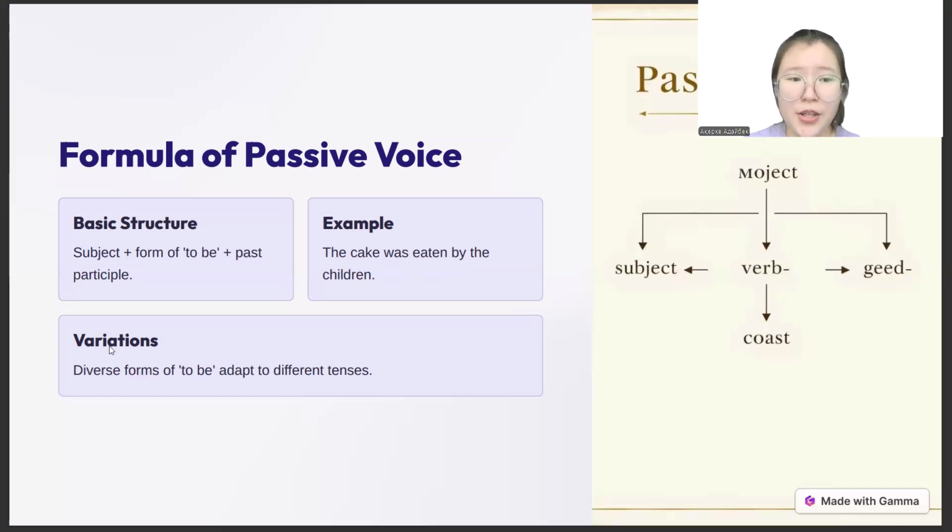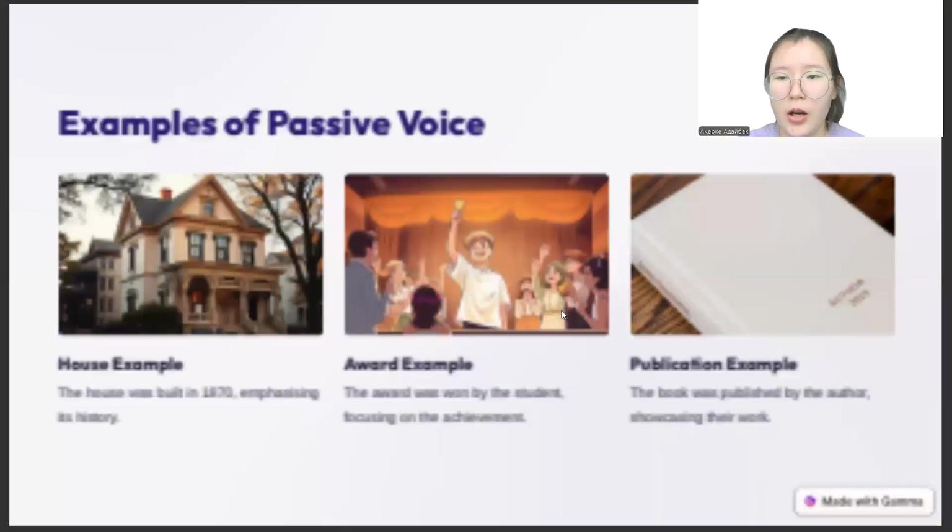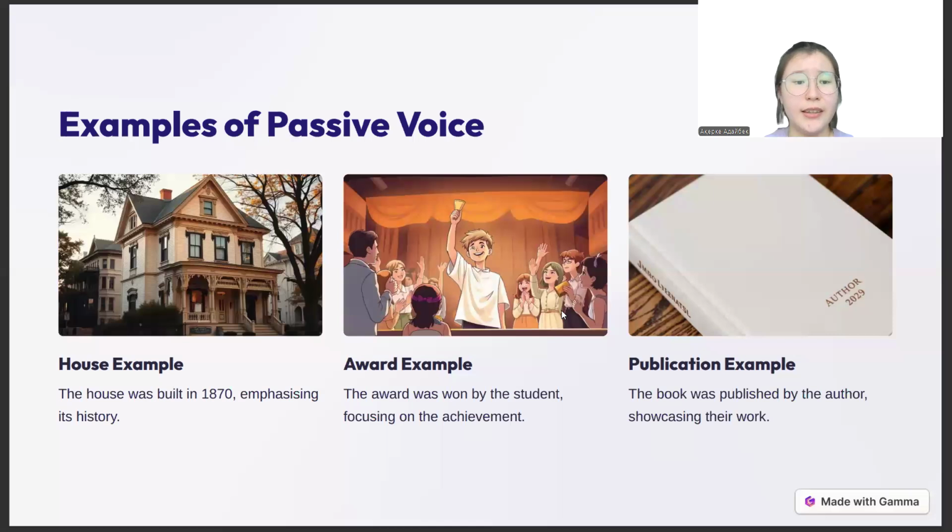Variations, I already mentioned that they are adaptable to different tenses. Okay, let's look at other examples of the passive voice. The first example: the house was built in 1817. How do we say it in the active voice?